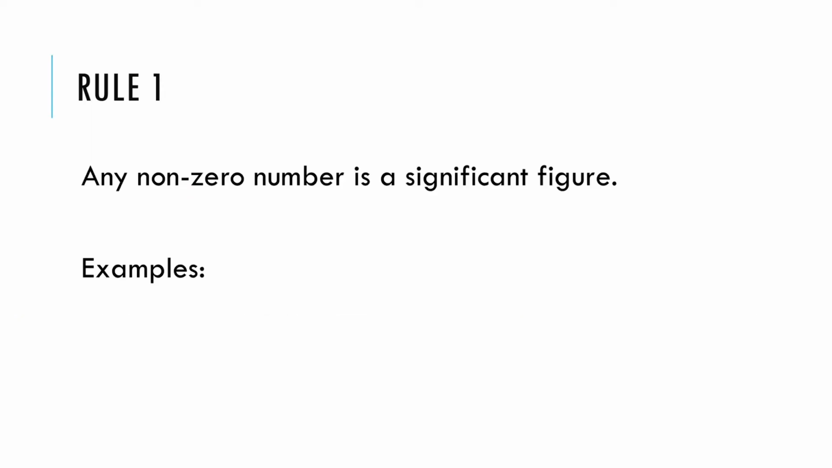So there's a few rules to identifying a significant figure, and the first rule is that any non-zero number is a significant figure. So what I mean by that is any number that is not a zero is a significant figure. So 1, 4, 2, 5 has all non-zero numbers, therefore that has 4 significant figures.